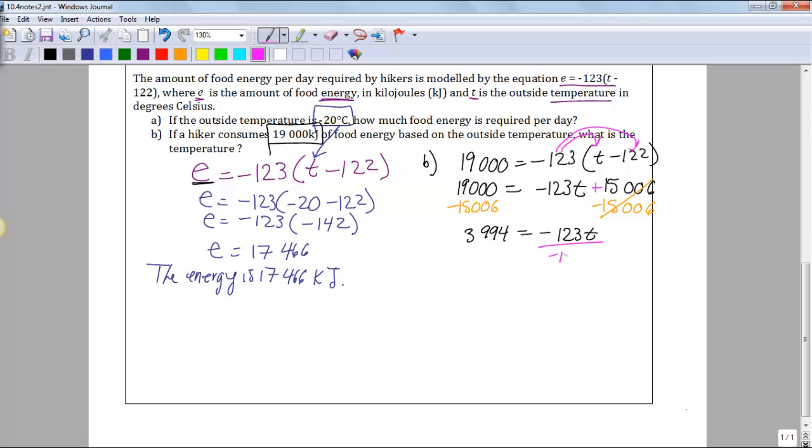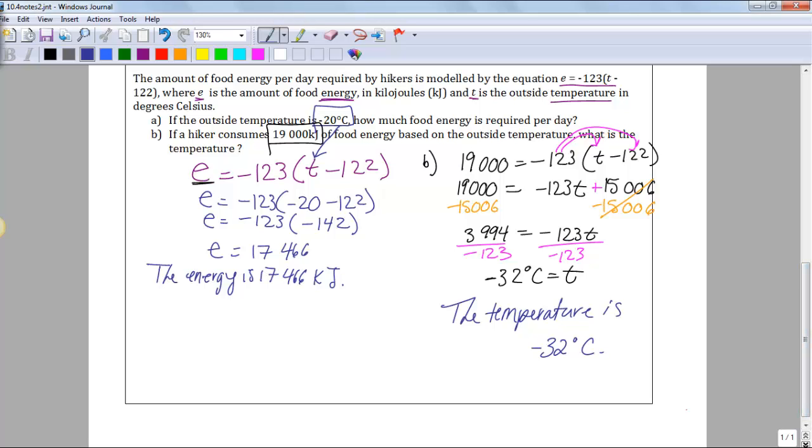Divide, opposite operation, both sides by negative 123. And our answer here, we've got a decimal answer, which is okay with temperatures, right? So it looks like negative 32 degrees Celsius is our temperature. Pretty cool. Sounds like Ontario. So we're going to say the temperature is negative 32 degrees Celsius.